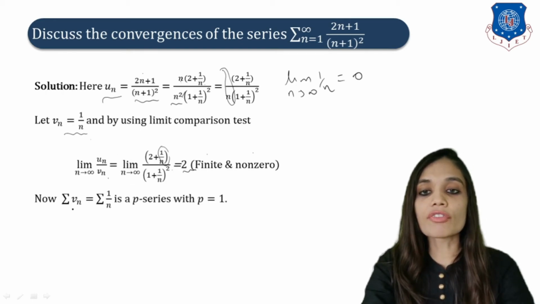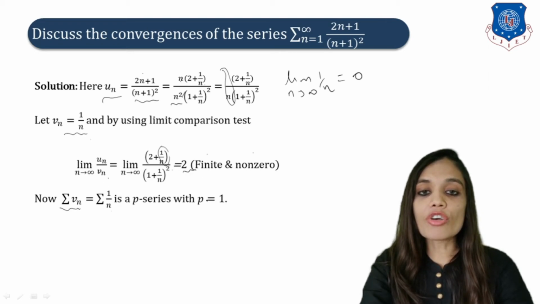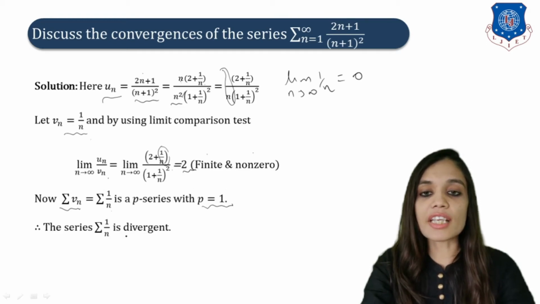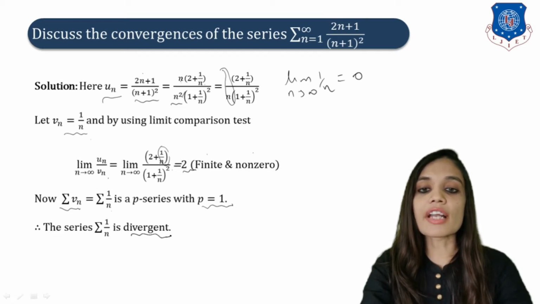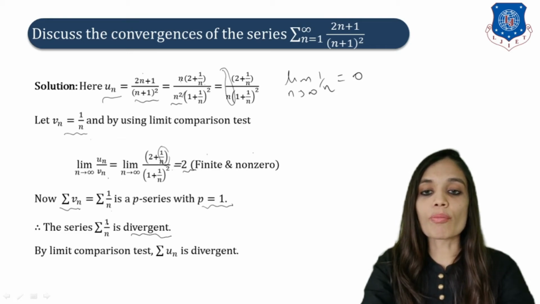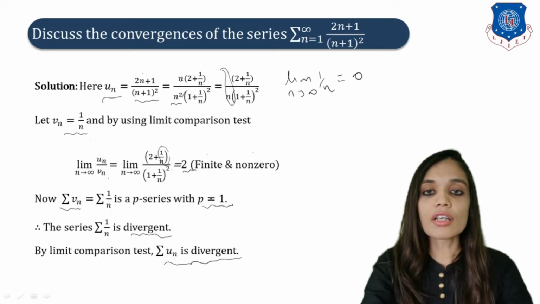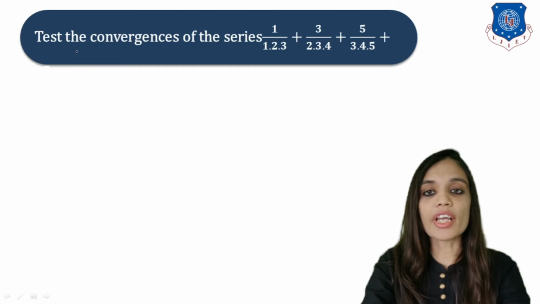So before that we will check our Vn, that is 1 upon n. So value of p is equal to 1. So by p series we can say that this series is divergent. So now by limit comparison test our summation un is also divergent, right? Next let us see one more example.